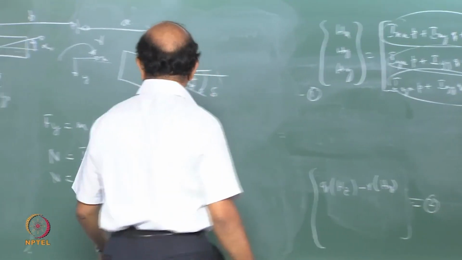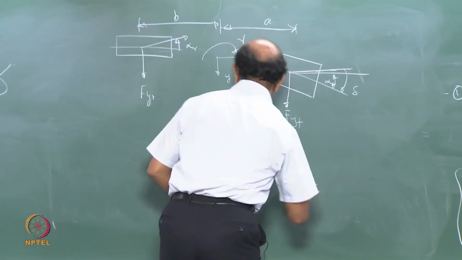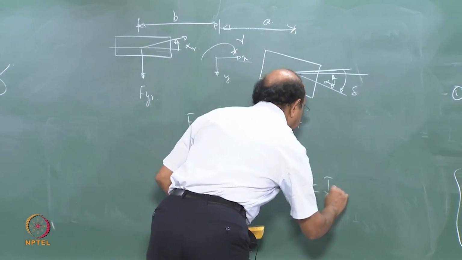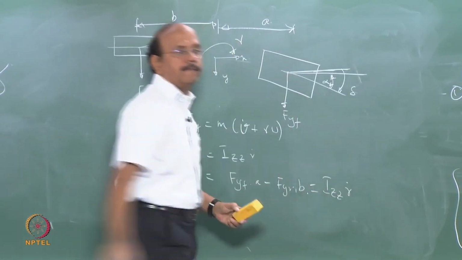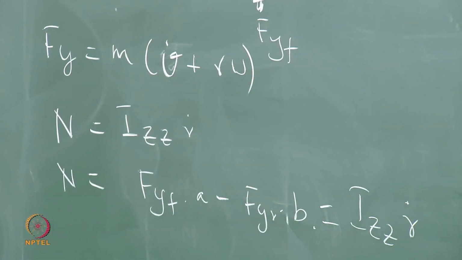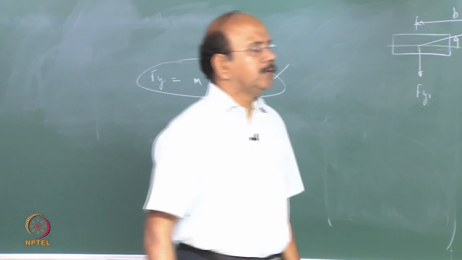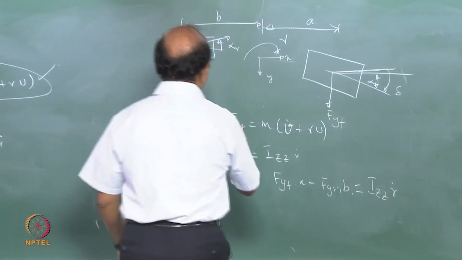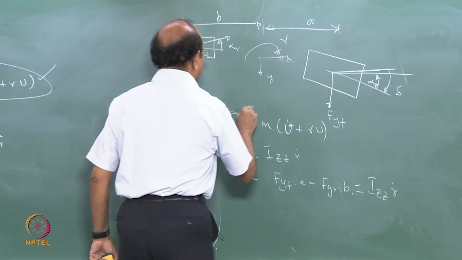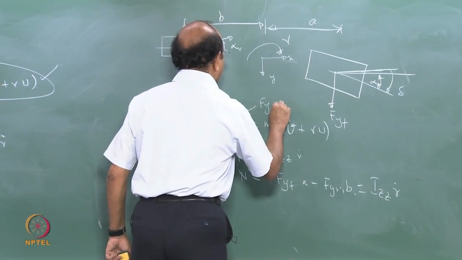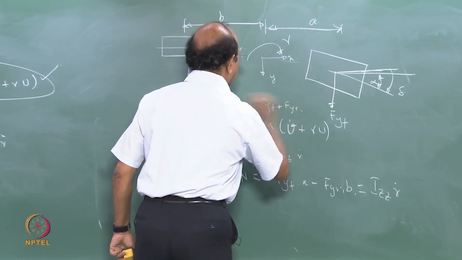which is equal to Izz r dot. Clear? Right. Fy, we'll come to this in a minute. Fy is FYF plus FYR.